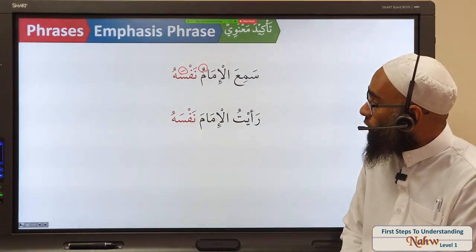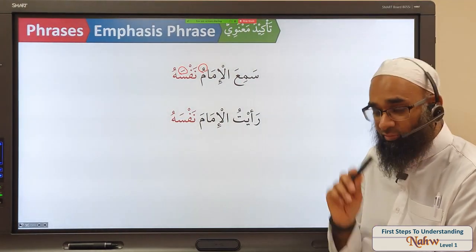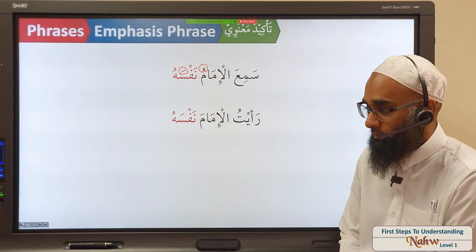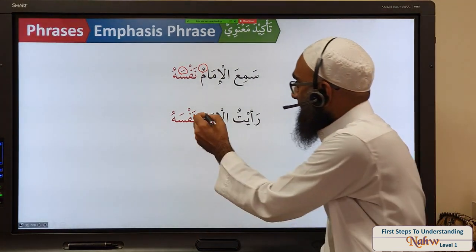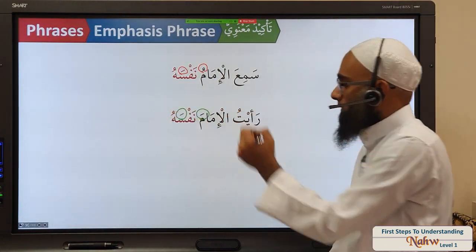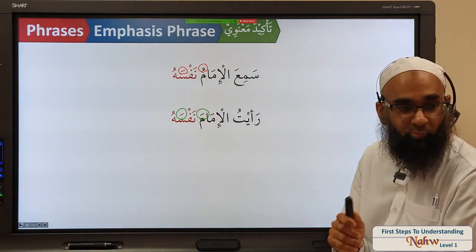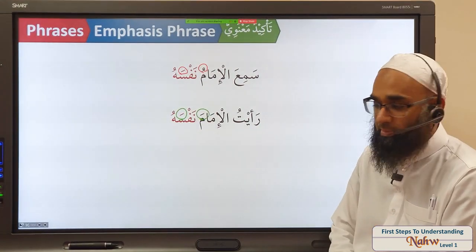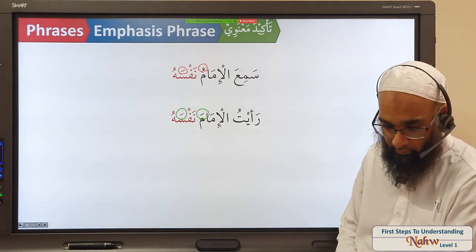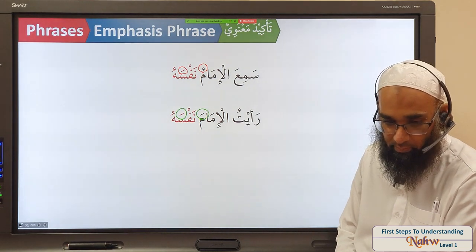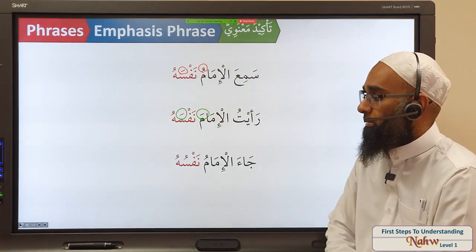And in here, ra'aytul imama nafsahu. Is this a reflexive pronoun or mu'akkad ta'kid? Why is it mu'akkad ta'kid? Both match in i'rab and they're both mansoob. The translation will be: I saw the Imam himself.